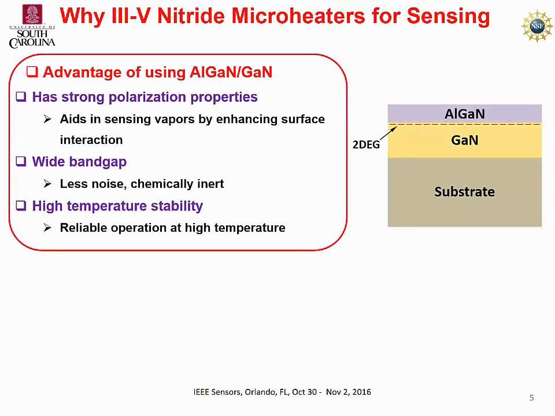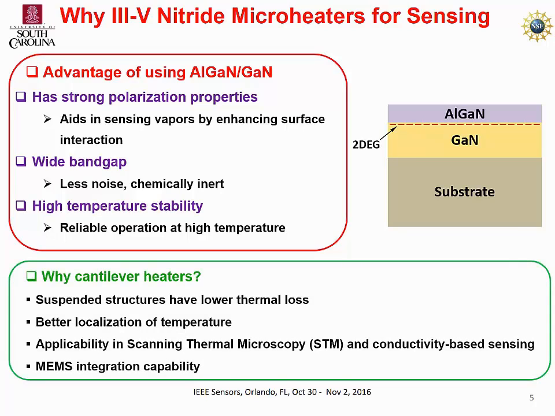So here we are using III-nitride based microheaters. Why are we using that? The reason is the AlGaN/GaN heterostructure has strong polarization at the surface, so that aids in sensing vapors by enhancing surface interaction. They are wide bandgap materials, so they are more immune to noise, and they are also chemically inert. And they are also stable at high temperature because we are building a heater, so we want it to survive high temperature.